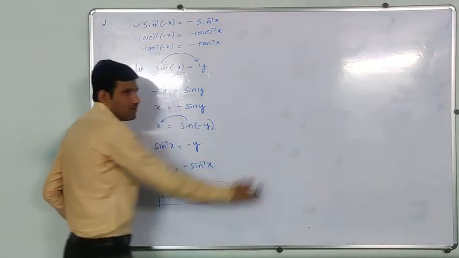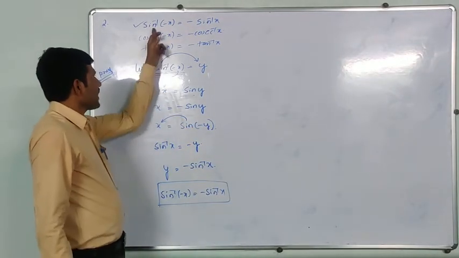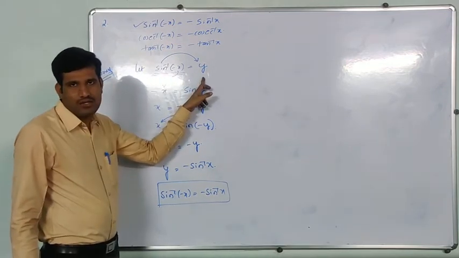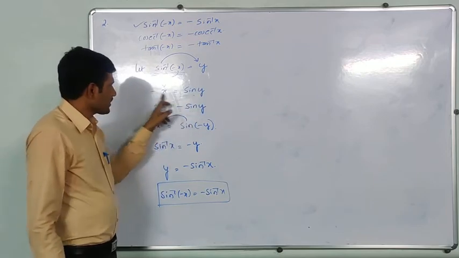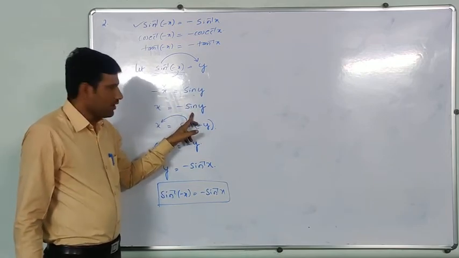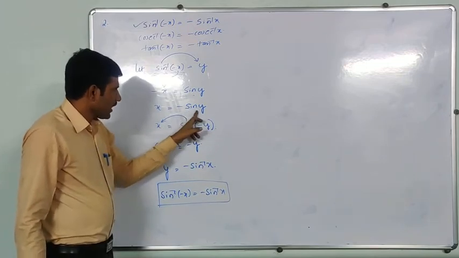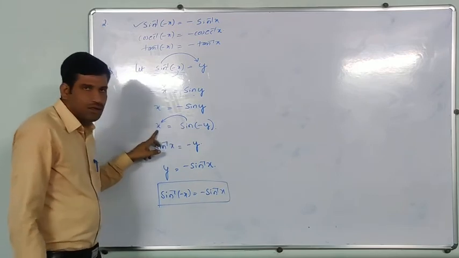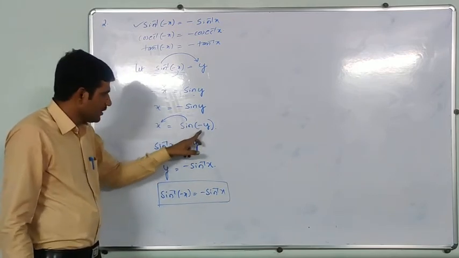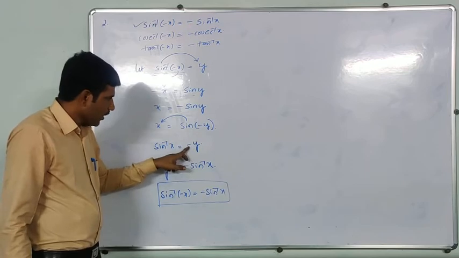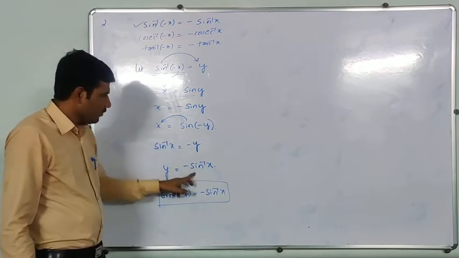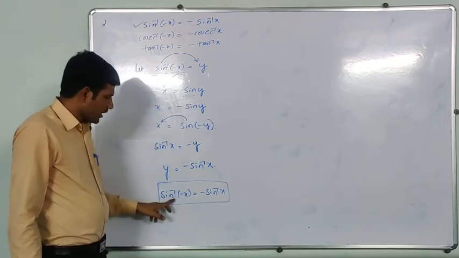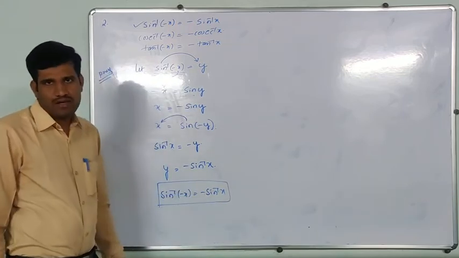Is it clear, students? Let me explain one more time. I take sin inverse of minus x as y. Then what is minus x? Taking the sin on the right hand side, that is sin y. So x is minus sin y, which I can write as sin of minus y. Then taking the inverse, sin inverse of x is equal to minus y. Multiply by minus, so y is equal to minus sin inverse x. And y is sin inverse of minus x, so sin inverse of minus x is equal to minus sin inverse x.